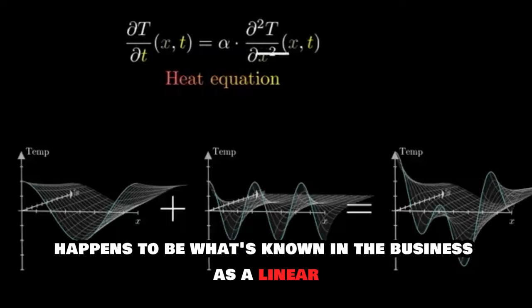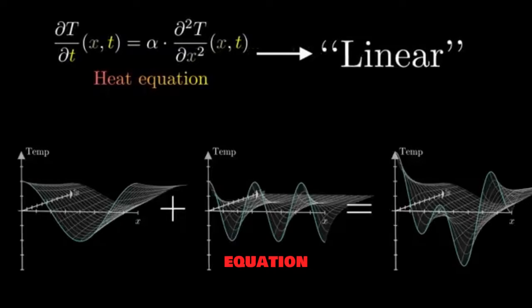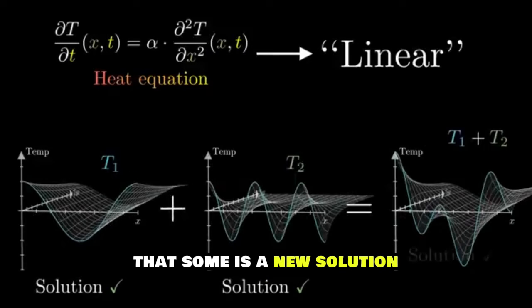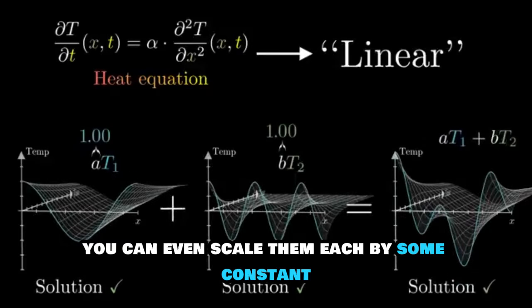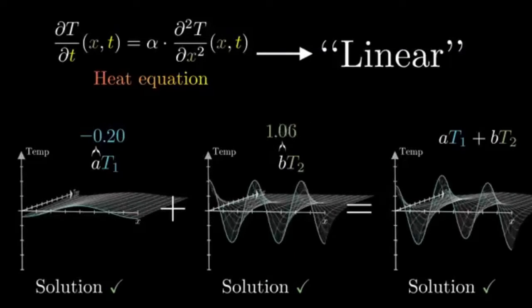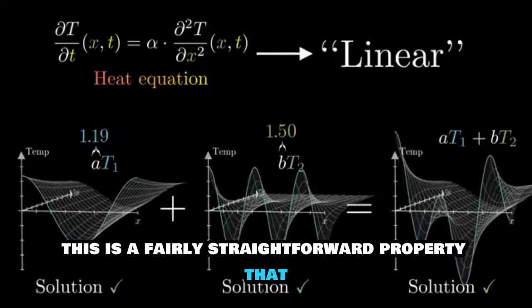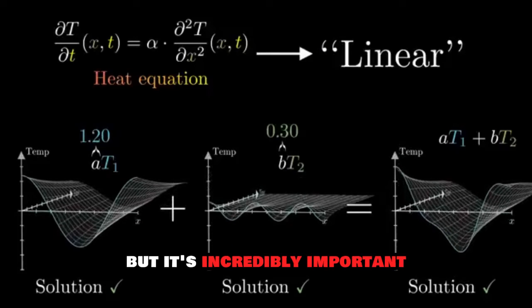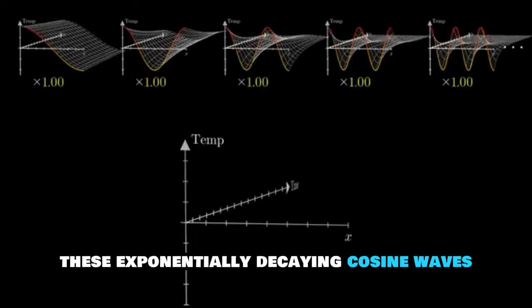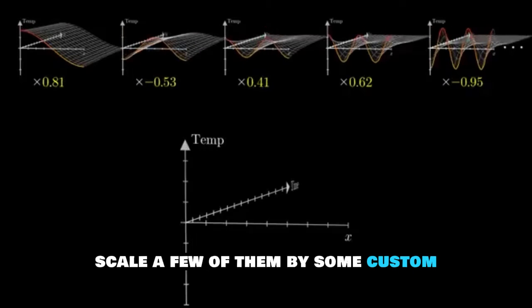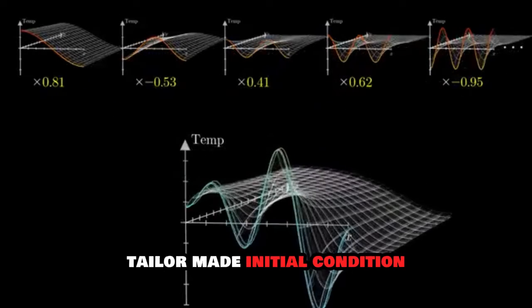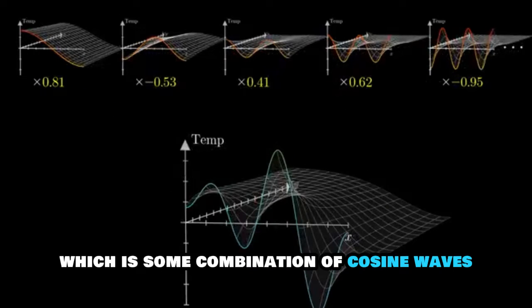The heat equation happens to be what's known in the business as a linear equation, meaning if you know two solutions and you add them up, that sum is a new solution. You can even scale them each by some constant, which gives you some dials to turn to construct a custom function solving the equation. This is a fairly straightforward property that you can verify for yourself, but it's incredibly important. It means that we can take our infinite family of solutions, these exponentially decaying cosine waves, scale a few of them by some custom constants of our choosing, and combine them to get a solution for a new, tailor-made initial condition, which is some combination of cosine waves.